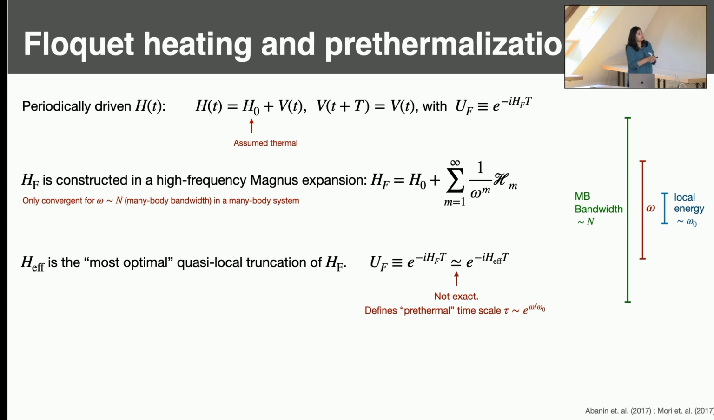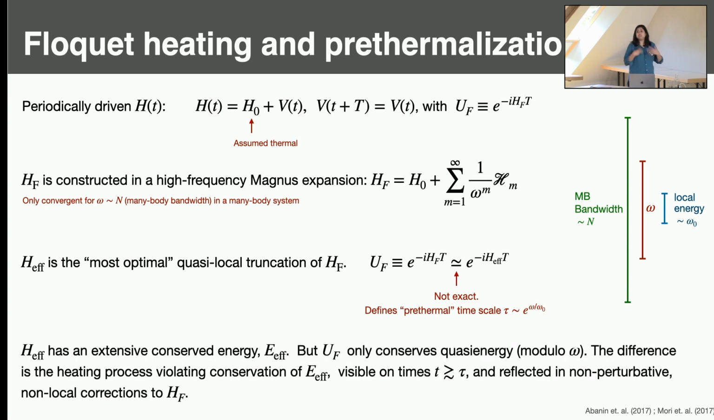This approximation of U Floquet with this effective quasi-local Hamiltonian, obtained by truncating this Magnus expansion, is not exact. In particular, this H effective does have an extensive conserved energy E effective. It's just a well-defined quasi-local Hamiltonian. But we know that U Floquet only conserves quasi-energy modulo omega and not energy. So the difference between U Floquet and its approximation as e to the minus i H effective t is exactly this heating process, which violates conservation of E effective.